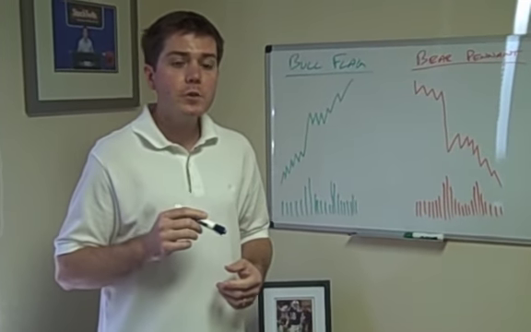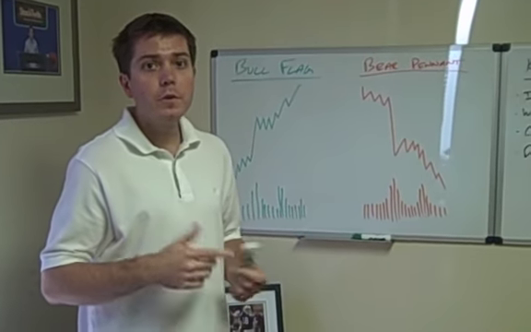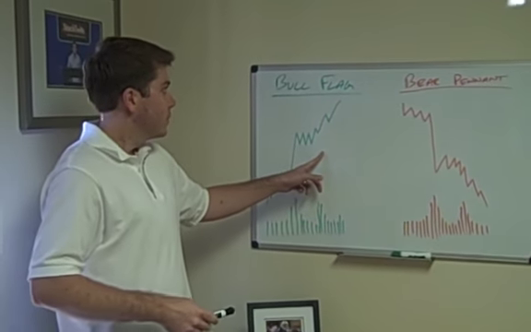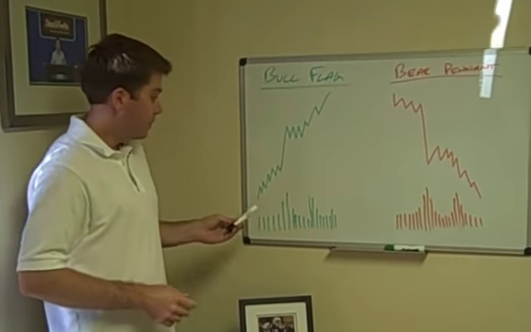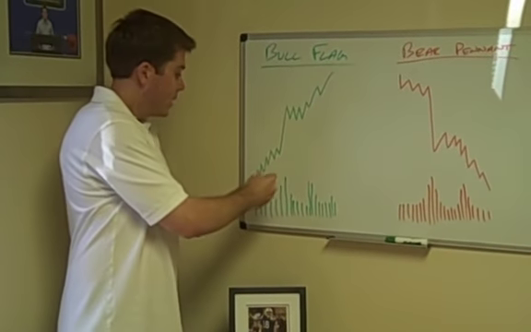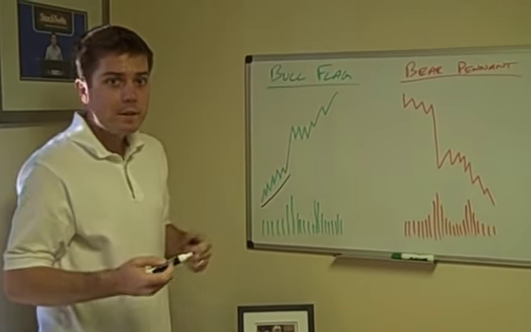So just like triangles, you have to have the proper trend prior to the actual move in order for it to be a valid price pattern. We're going to talk about bull flags first, and then we'll talk about bear pennants. A bull flag obviously is a bullish price pattern. You have to have the uptrend prior to the actual move for it to be valid.